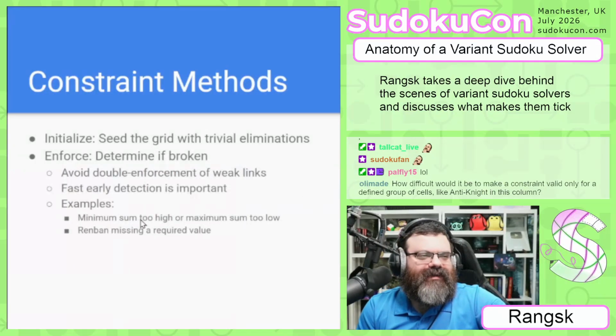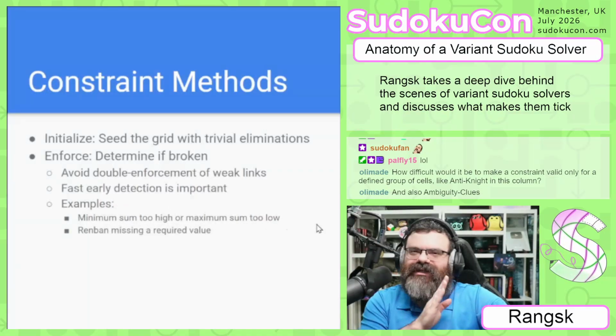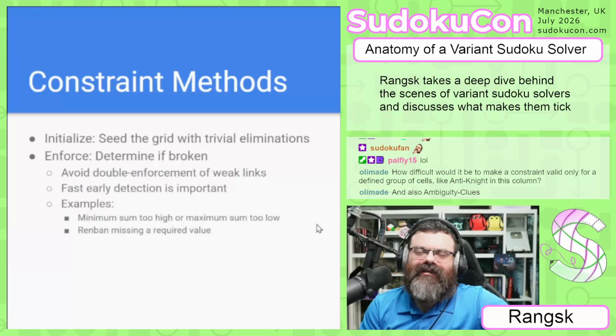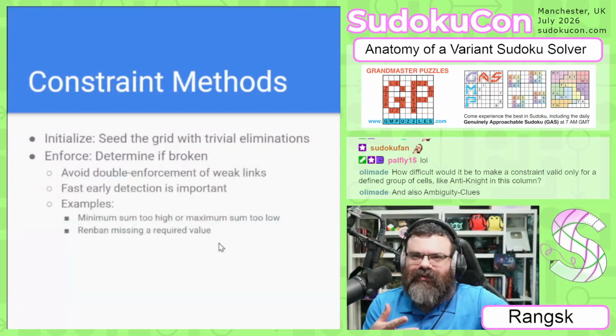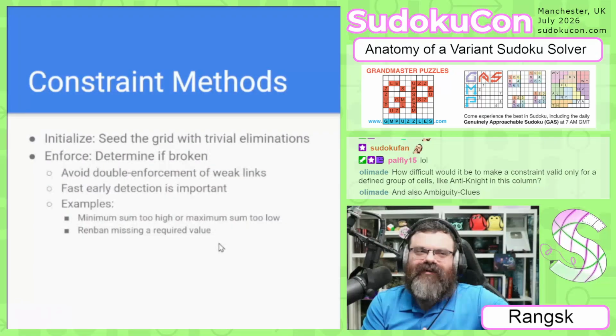All right, here's some more examples, which I forgot I put on the slide. Minimum sum is too high, or the maximum sum is too low. So we literally sum up the 3 smallest values that are available in these 3 cells, and if that's higher than the sum already, well, we're broken. Or, we know that a Renban can be implemented with only weak links, but it's still good to add an enforce, because a 5-cell Renban must have certain digits on it. And if now we cannot place that digit anywhere on the Renban, we're broken. We should detect that early. Otherwise, the solver is going to have to fill out the whole Renban and discover that it's not possible, and it's going to do that over and over and over again.